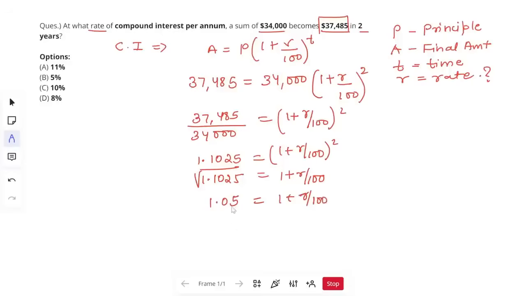If you solve it further, you get R by 100 equals 1.05 minus 1, which is 0.05. So your final R value is 0.05 into 100, which is 5. So your rate will be 5%. The final answer is going to be option number B. Hope you have understood the logic.